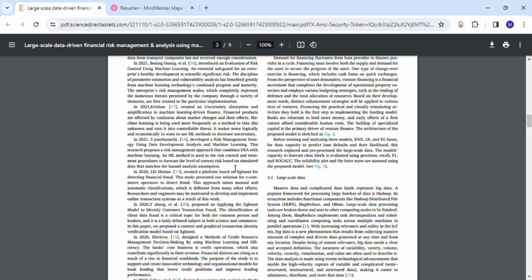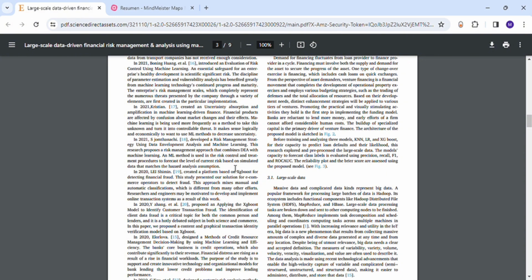In 2020, Lace Jim created a platform based on XGBoost for detecting financial fraud. This study presented our solution for e-commerce operators to detect fraud. This approach mixes manual and automatic classification, which is different from many other efforts. Researchers and engineers may be motivated to develop and implement online transaction systems as a result of this work.